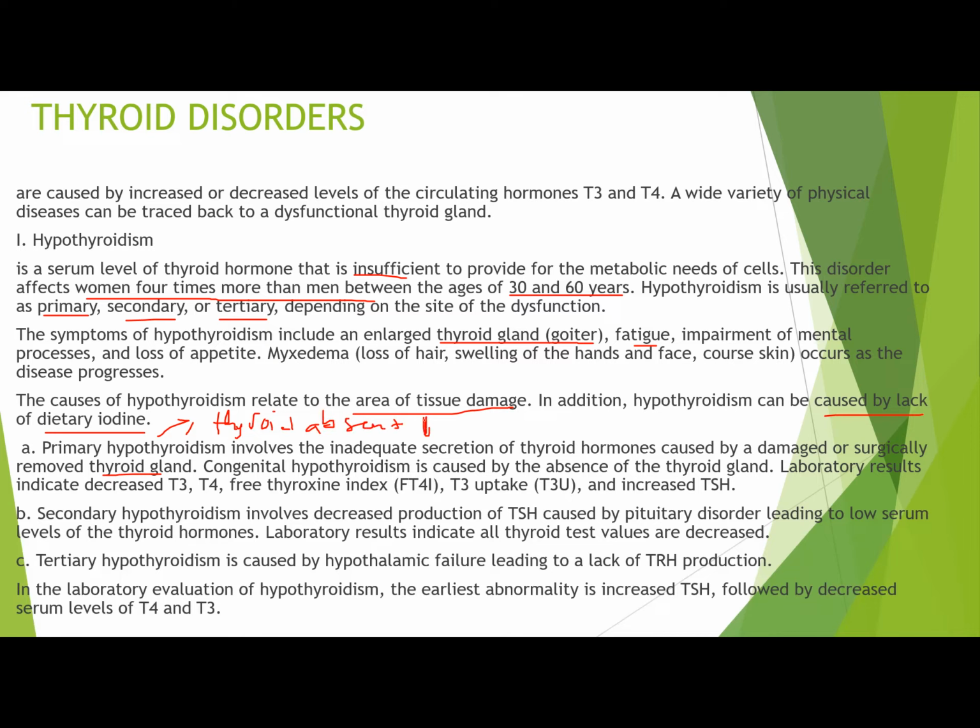Walang functioning na thyroid organ. Ang makikita mong lab result dito is you would see decrease, pakitandaan to class, decrease T3, T4, FT4I, and T3 uptake. Tapos increase ang TSH. So, ang mataas lang sa primary hypothyroidism nyo is TSH. Lahat mababa.